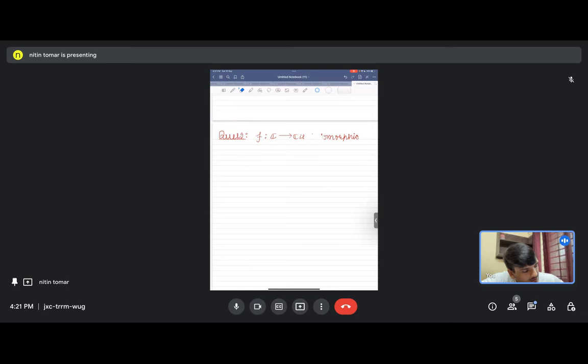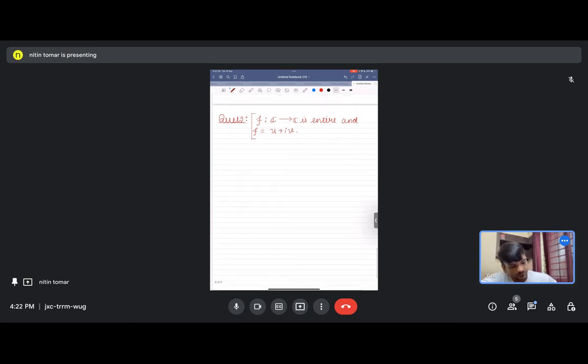So let f be entire, and let it have the representation u plus iota v, the real part and the imaginary part. u is called the real part of f and v is called the imaginary part of f.